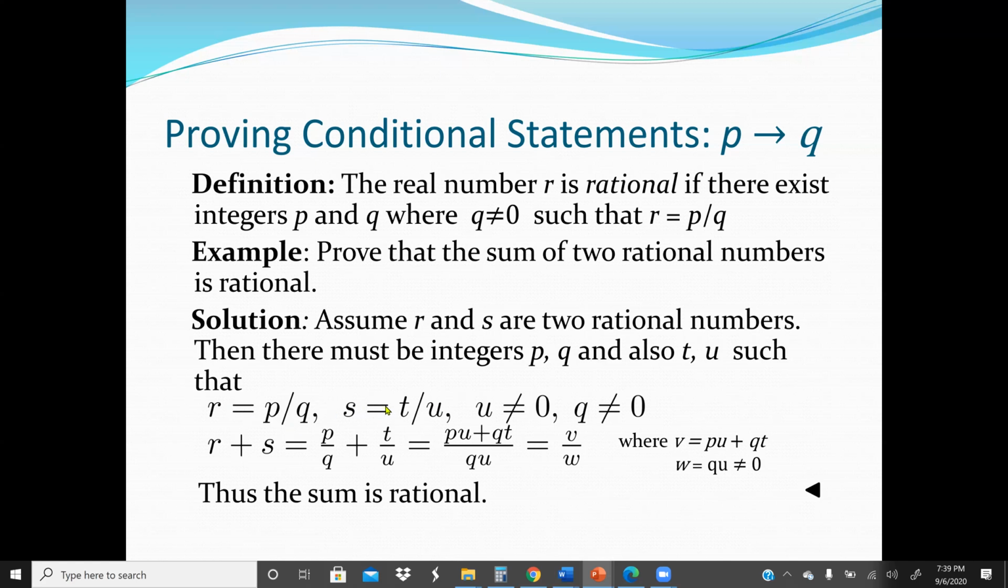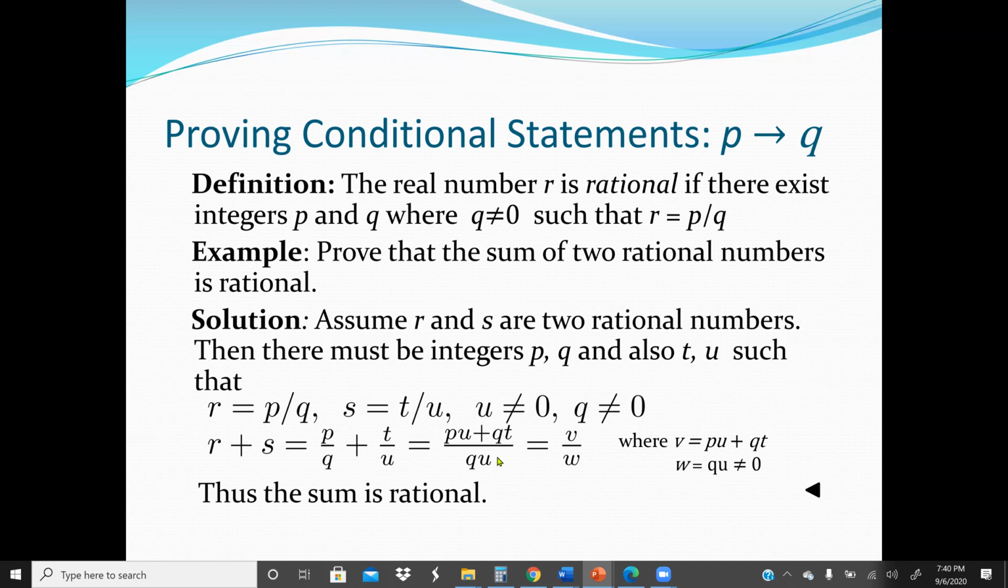Now, when we have R plus S, we get P over Q plus T over U. So here we have to find the LCM, which will be QU. Then QU divided by Q and multiplied by P, that will give me PU. Now QU divided by U, which is Q, and multiplied by T, so that will give me QT.